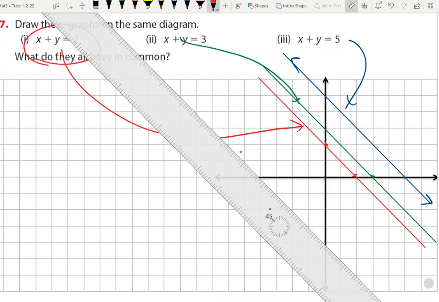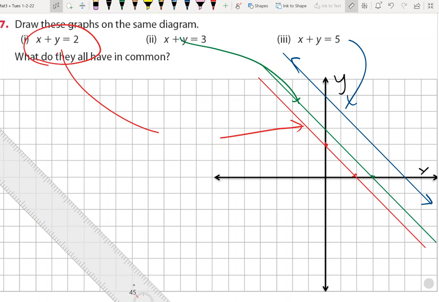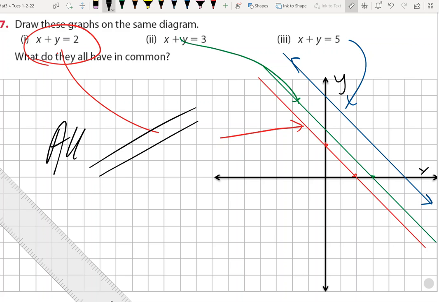What am I missing? X and Y labels. What do they have in common? They're all parallel, and you can name, they all have a slope.